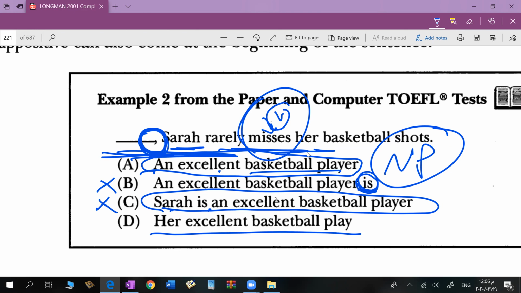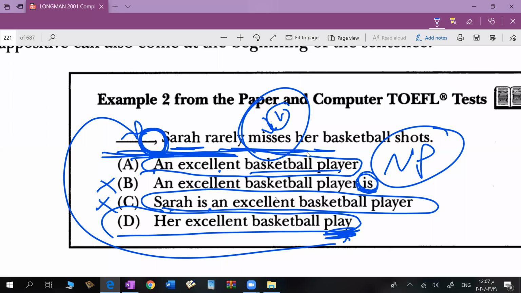Her excellent basketball play. Look at an example that is very good. Number D, the noun phrase. Number D is a noun phrase, correct? But we cannot choose it. Why? Because her play is not Sarah. Sarah is a player, not a play. And they have to be the same thing, the same person. Correct? Syntax wise it's correct because it's a noun phrase, but from the semantics, from the meaning, it's not correct, because Sarah is not a play. Sarah is a player. So we choose number A.